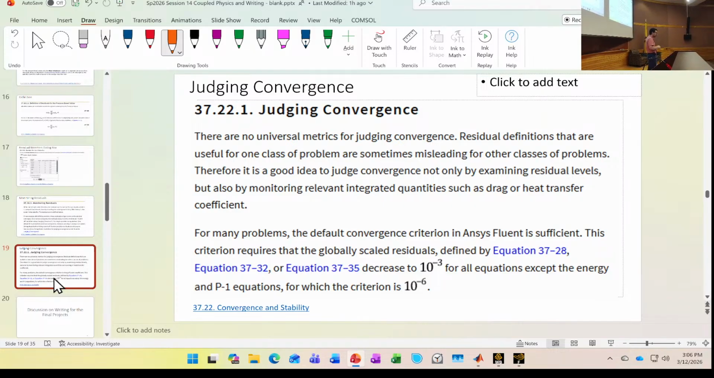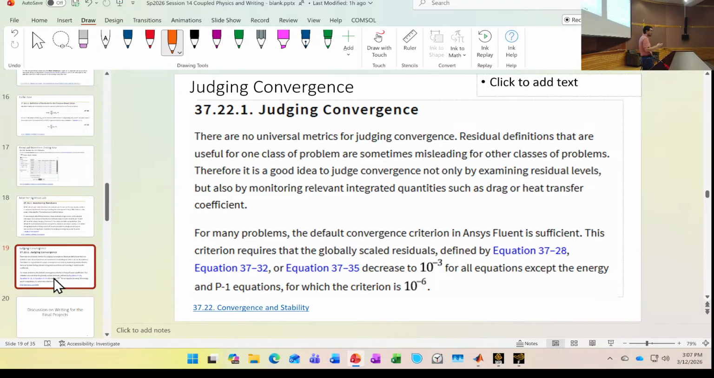Would someone read that first sentence, or the first couple sentences there? Any volunteers? Okay, Kira, go for it. There are no universal metrics for judging convergence. Residual definitions that are useful for one class of problem are sometimes misleading for other classes of problems. Therefore, it is a good idea to judge convergence not only by examining residual levels, but also by monitoring relevant integrated quantities such as drag or heat transfer coefficient.